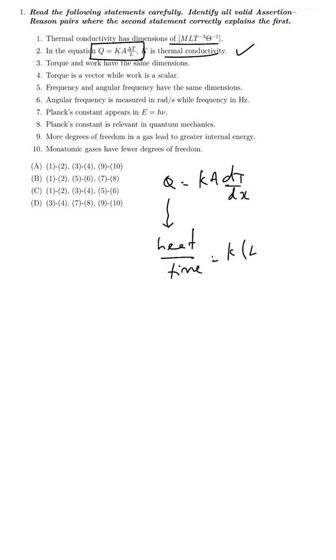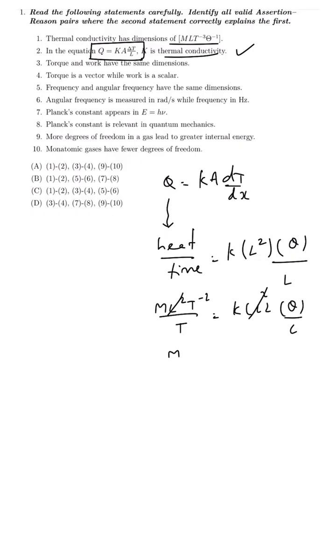A is nothing but L square, area. dT is nothing but temperature, so we write it with theta. dx is nothing but length. So heat is nothing but the brother of energy. ML square T power minus 2 by time is nothing but K into L square into theta by L, and L square gets cancelled. T to the power minus 2 divided by T gives M T power minus 3 and theta power minus 1, and L goes to this side.